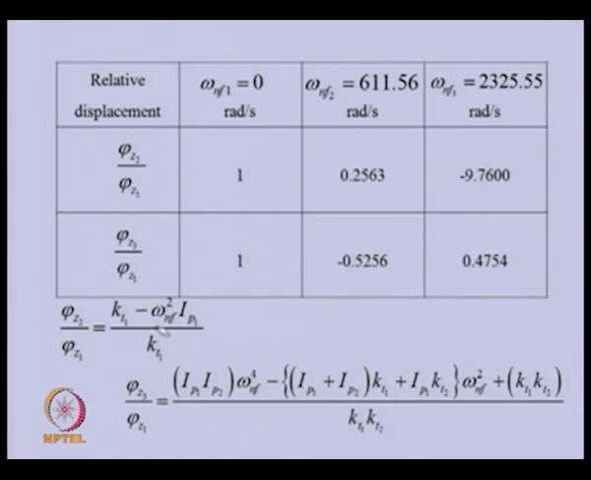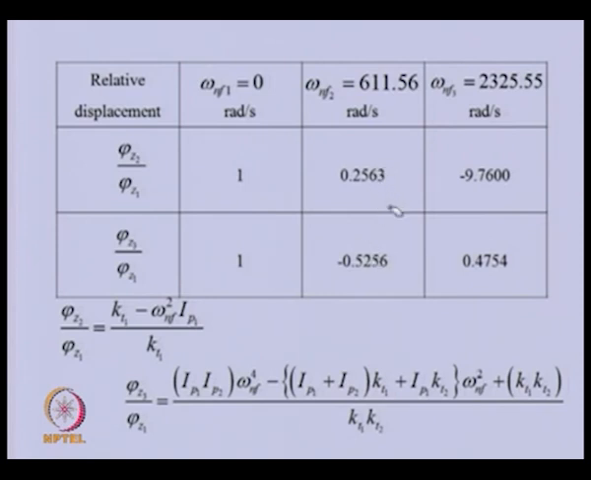In this particular case, you can see when the natural frequency is 0, both disk 2 and 3 relative to disk 1 have the same motion. That is, all the disks have the same amount of displacement. So, there will not be any relative twist between them. So, we call it a rigid body mode. Corresponding to the second natural frequency, if we substitute the values in these two expressions, we will get this ratio. You can see that one is positive, another is negative.